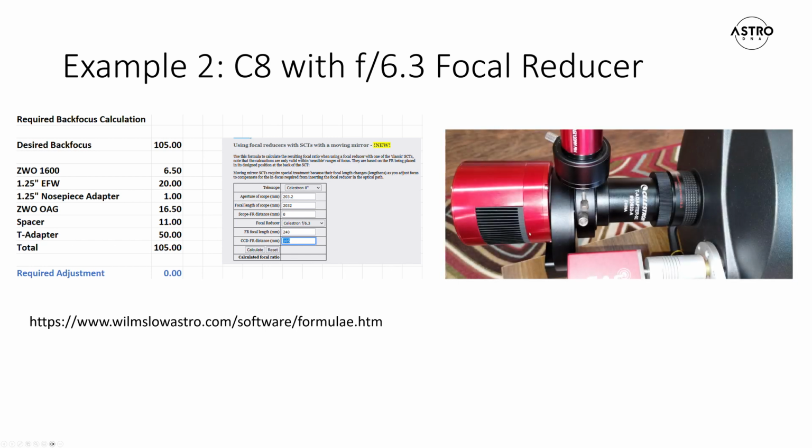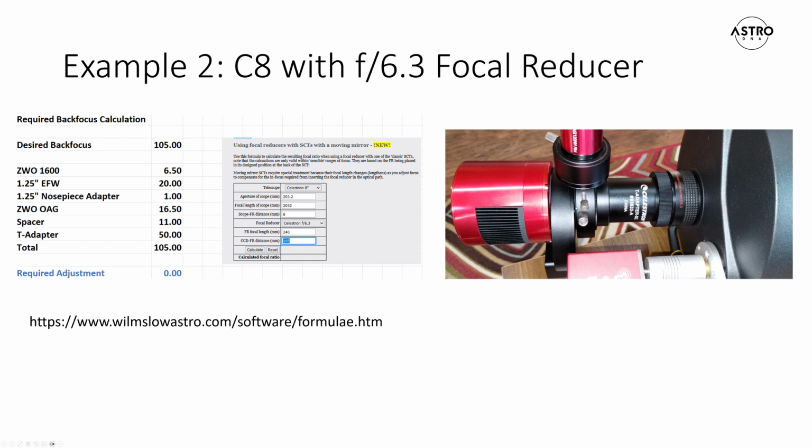And just a quick look at this. Here's the reducer. The adapter screws onto the back of this reducer, and that's a 50 millimeter distance. I have a spacer here, which is 11 millimeters, which connects the off-axis guider.